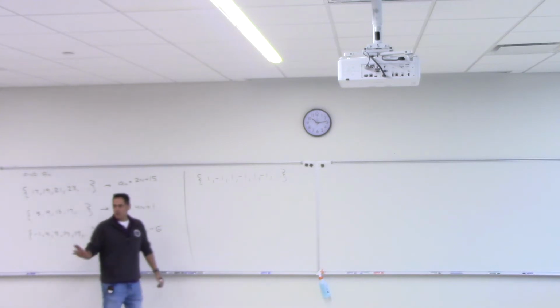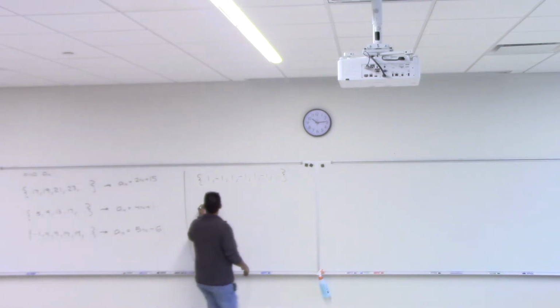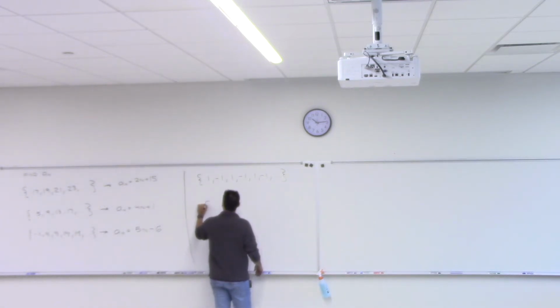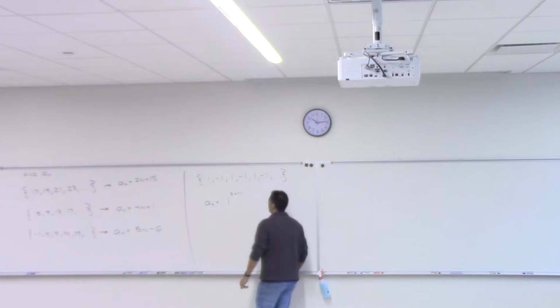You want to try? Well, hold on. Is there anyone else that hasn't responded? You've responded or no? Okay, I thought you had. 1, 2n minus 1. A sub n equals, what did you say? 2n minus 1.